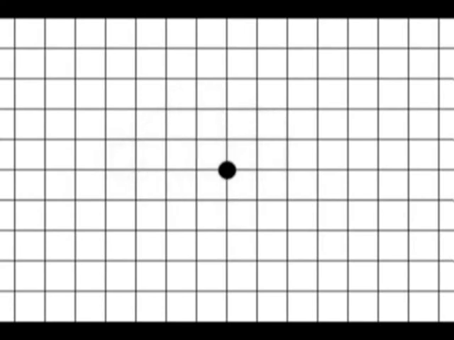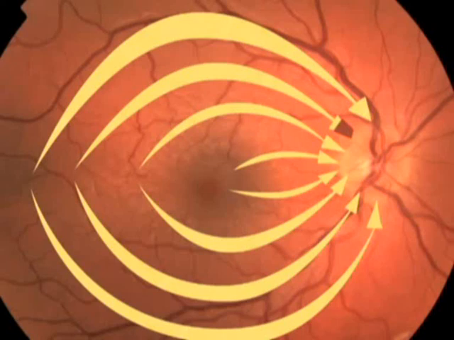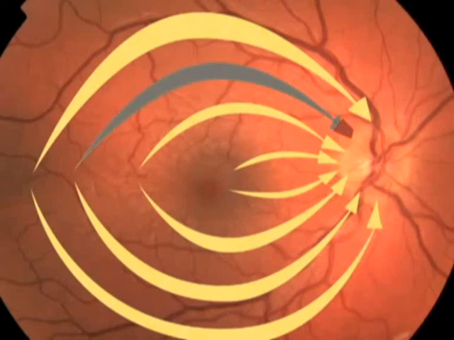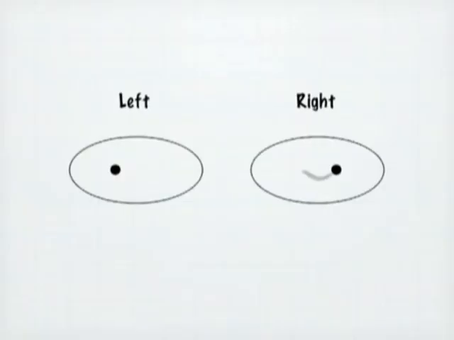A new or changing central scotoma, or indeed distortion of central vision, may indicate treatable wet AMD, and should be seen promptly by an eye specialist. Damage to nerve fibres as they pass through the optic disc is seen in glaucoma. These defects cause an arcuate scotoma, which follows the pattern of the nerve fibre layer.